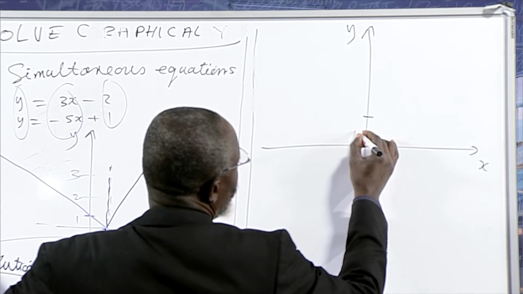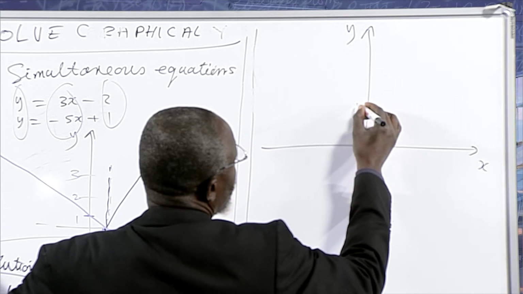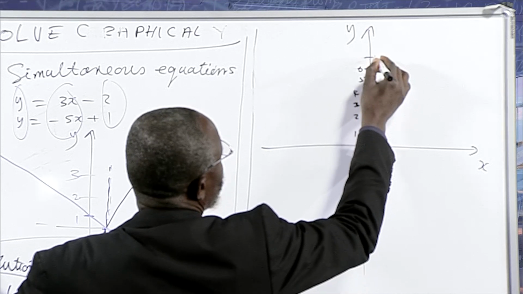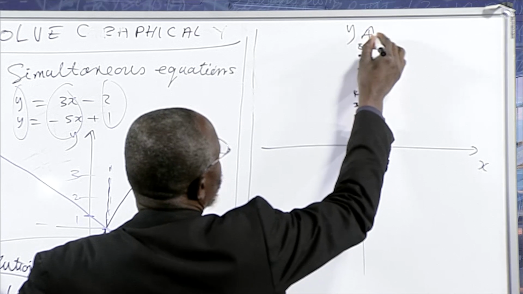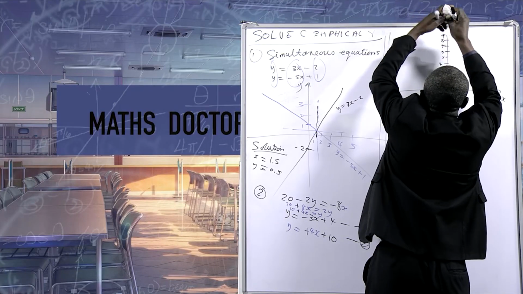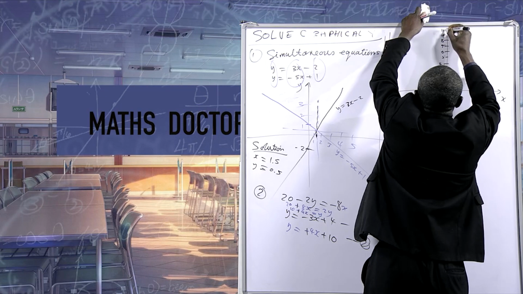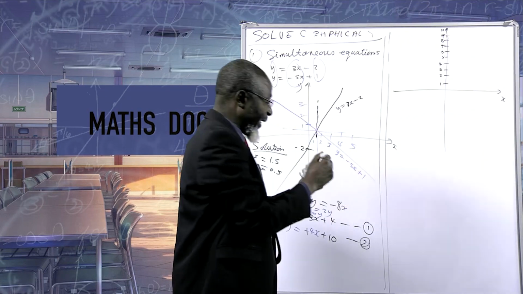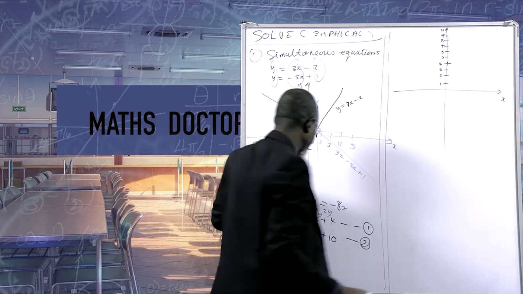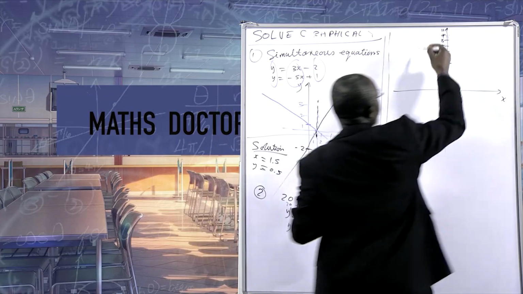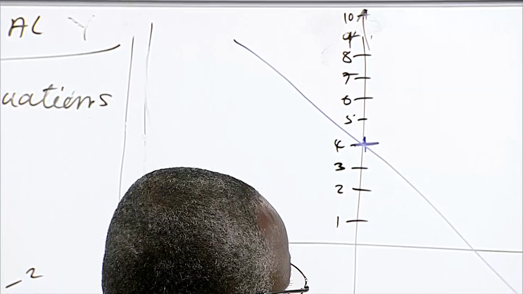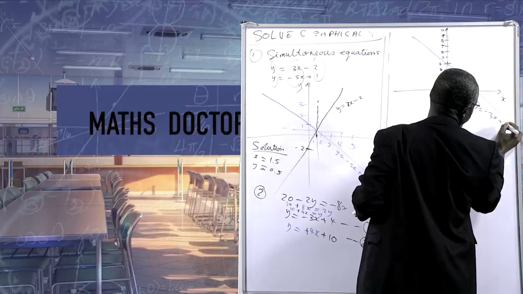Let me put 1, 2, 3, 4, 5, 6, 7, 8, 9. Maybe I need my 10 at the very top. And our 10. So it is cutting at 4. This is where I now put it at 4. Right, this is negative, so it means the graph is going like this. So this is y equals minus 3x plus 4.